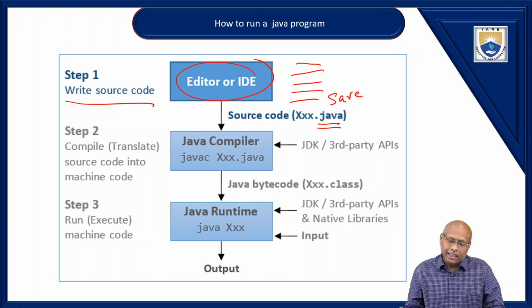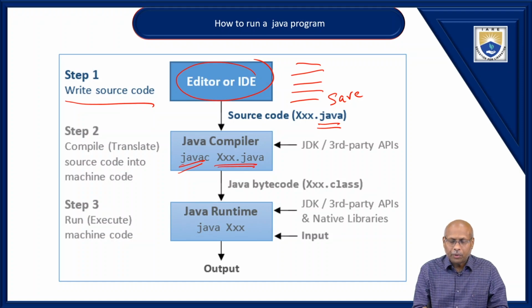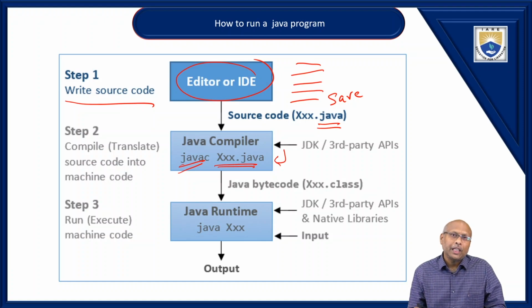Once the editing part is over, that means program typing is over, then you have to go for the compilation process. The compilation process depends upon a tool called javac. This is the tool which helps you to compile the Java program. So javac followed by the name of the program. Whatever name you have given, that name you have to use. After compiling a Java program, it will produce a special code. That code is called bytecode.